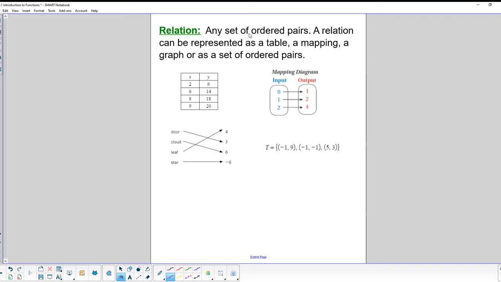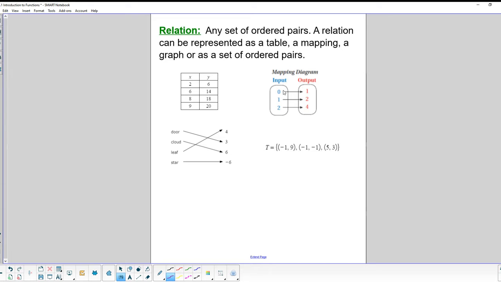So first of all, let's start with the word relation. A relation is any set of ordered pairs. A relation can be represented as a table, or what we call a mapping diagram, a graph, or as a set of ordered pairs. So this first representation is just the XY table.